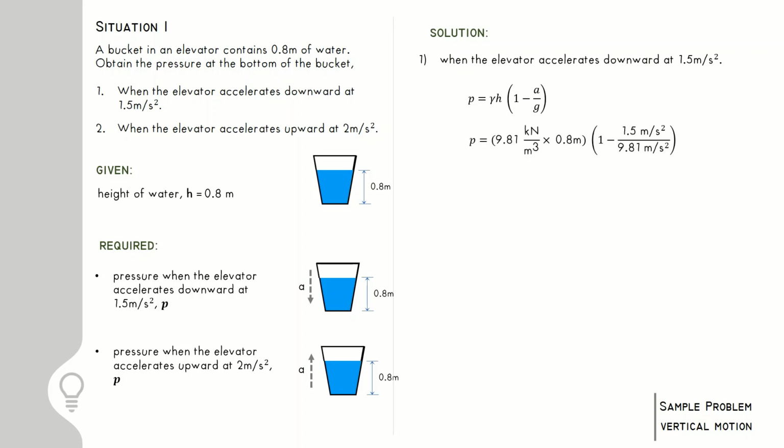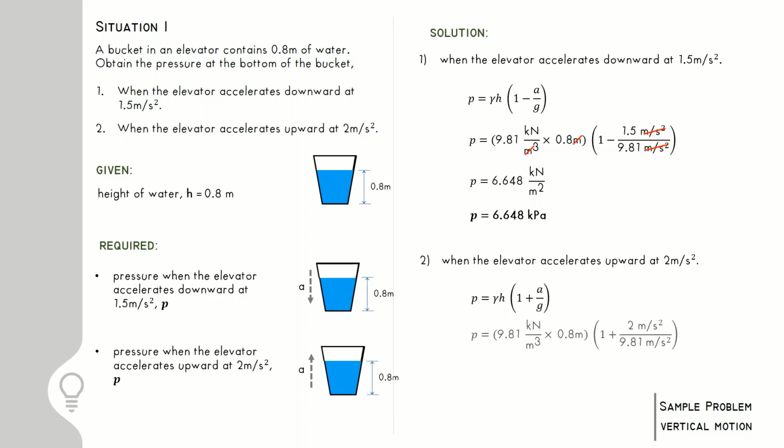Substituting the values into the equation, we have pressure is equal to 6.648. The unit for pressure is kilonewton per square meter or kilopascal. And next, when the elevator accelerates upward at 2 meters per second squared, same solution, but this time we will use the plus sign since the motion is upward. Therefore, we have the pressure at the bottom of the tank, 9.448 kilopascal. And these are the final answers for our first problem.